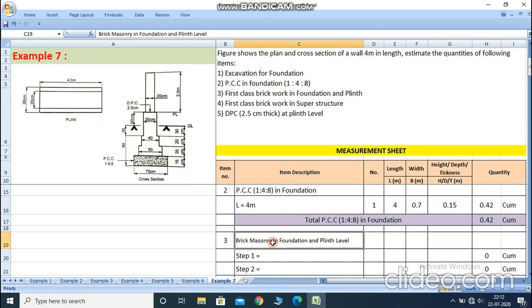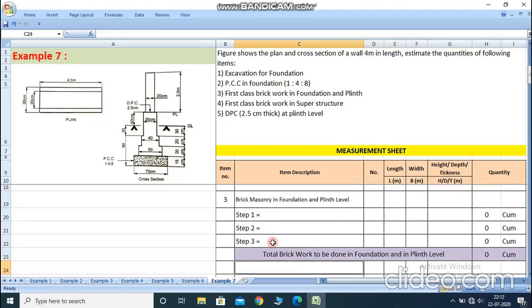Now we start brick masonry. The next item is brick masonry in foundation and plinth level. From foundation up to plinth level, we calculate 3 steps: step 1, step 2 and step 3. For step 1, no end side step footing is provided, so we simply take the length for step 1 equal to 4 meter.